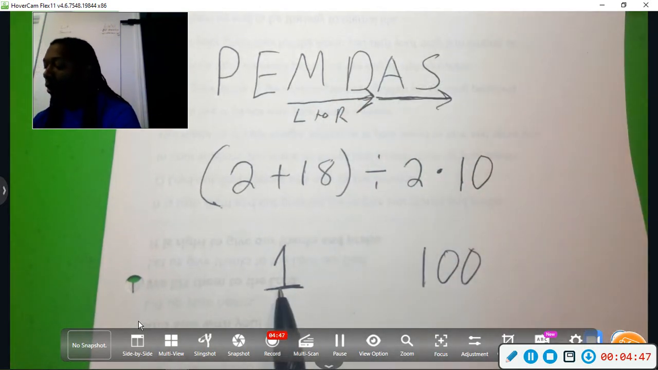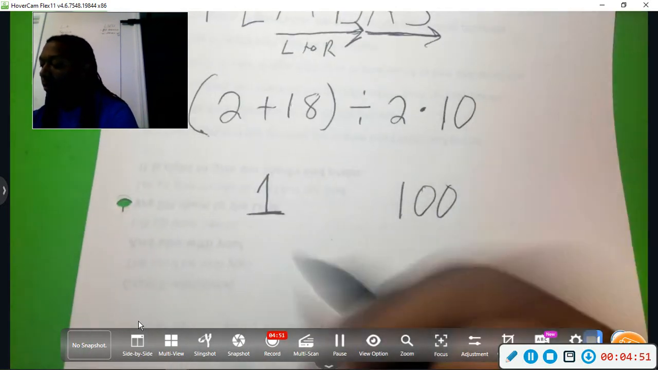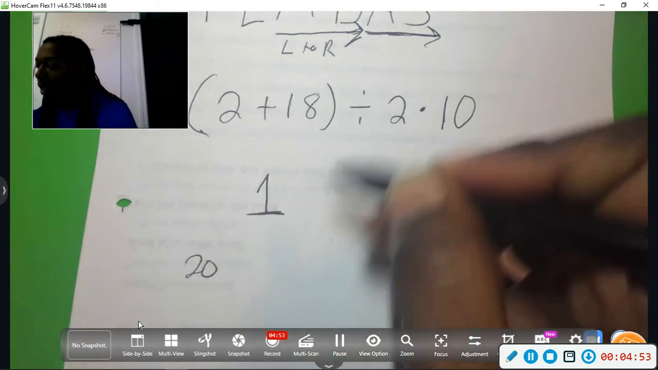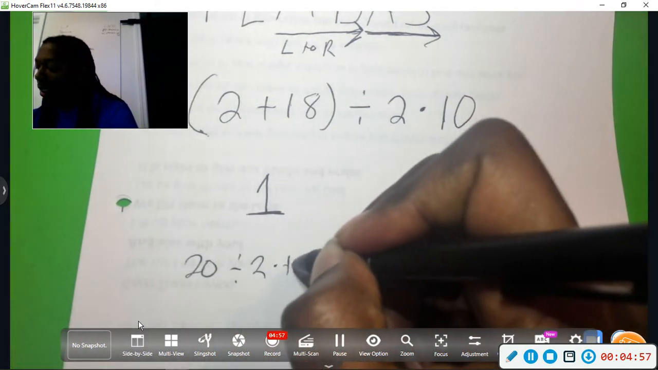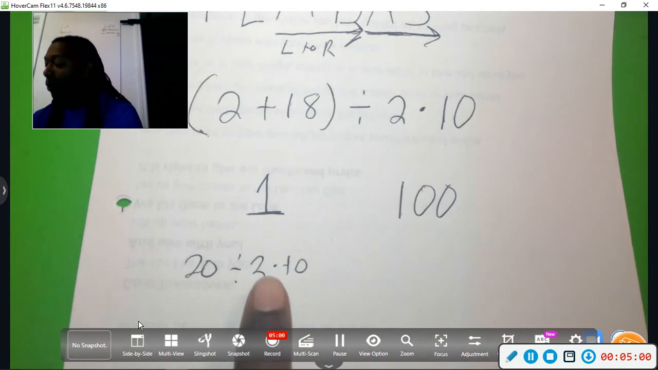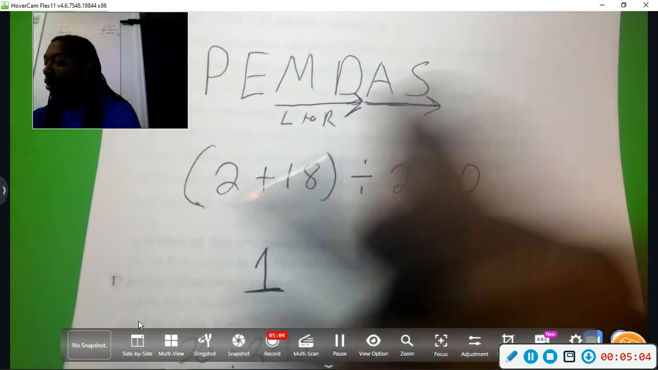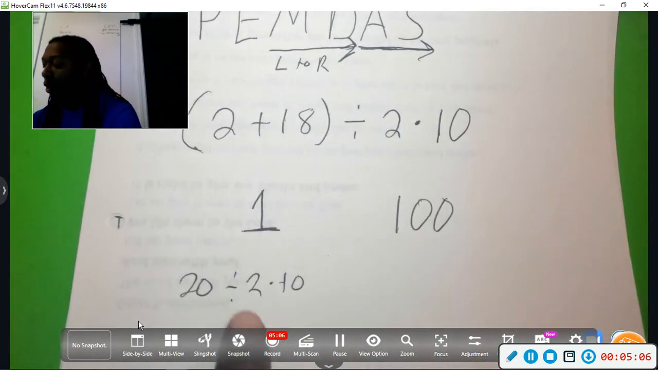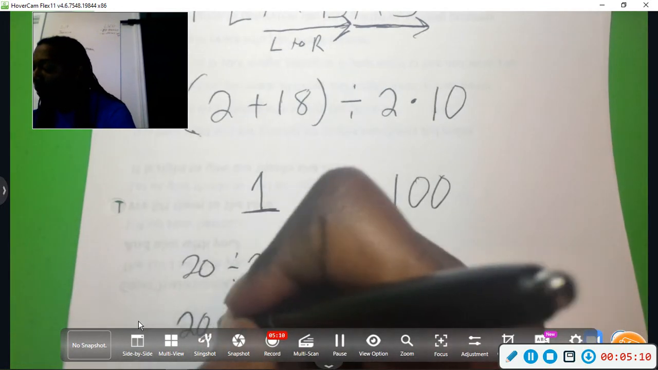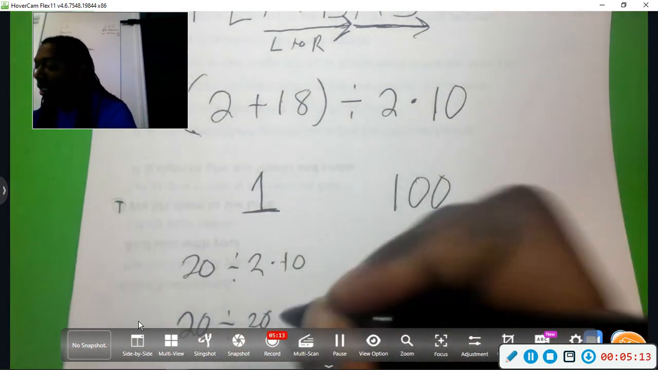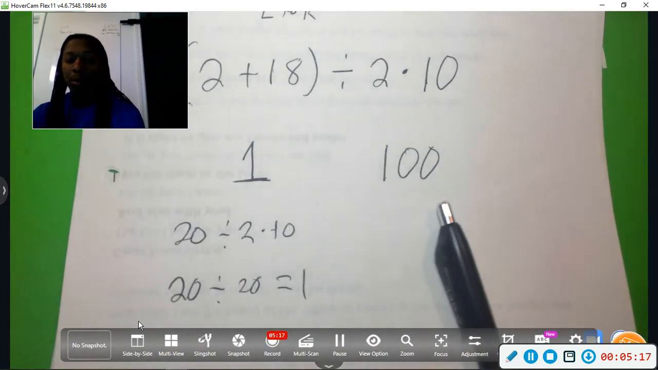So how do you get 1? Well, if you add up 2 plus 18, that'll give you 20. Bring down divided by 2 times 10. Now, a lot of people would skip the division and do multiplication first because they think, oh, we have to do multiplication first. So you would do 2 times 10, and that would give you 20. So you have 20 divided by 20, and that's how you get 1. Okay, sorry, just running off the bottom of the page. Let me move this.